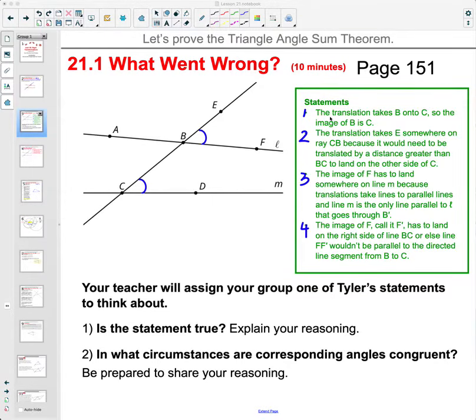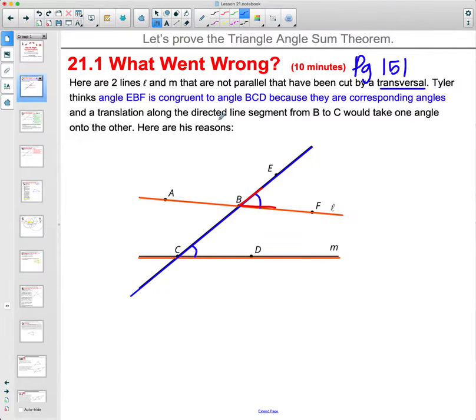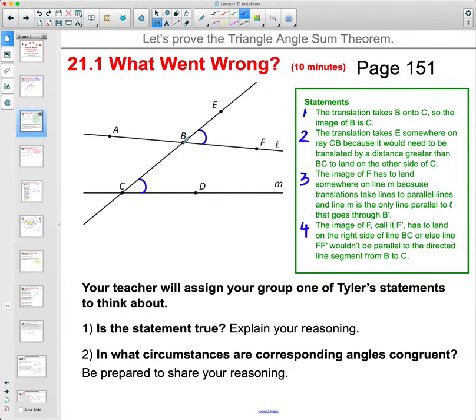All right, so thinking about statement number 1, it says the translation takes B to C so that the image of B is C. So when we looked at what Tyler was doing, he said he wanted to go on the directed line segment BC. Okay, so if we're translating from B to C, will it take B to C? This is true. Will it always take B to C? Yes. Okay, so C will be the image of that translation.